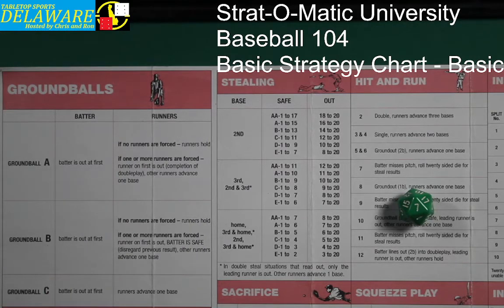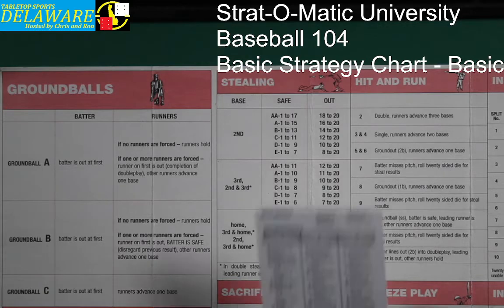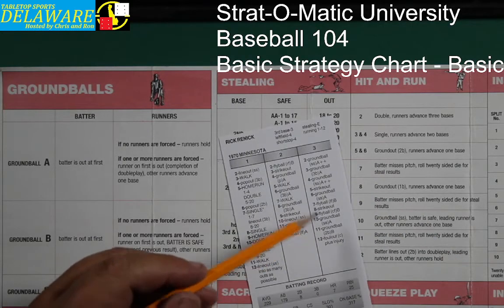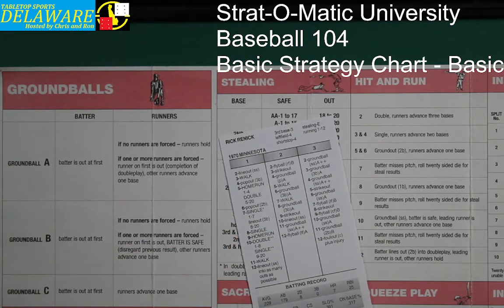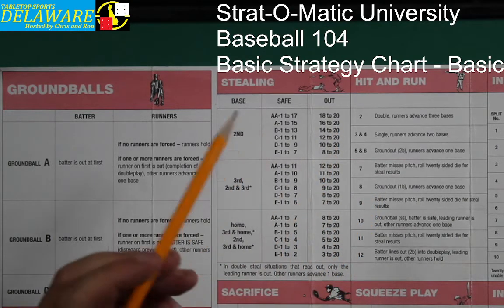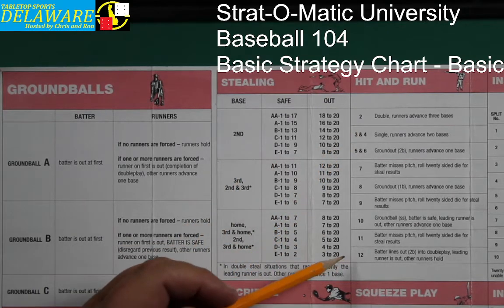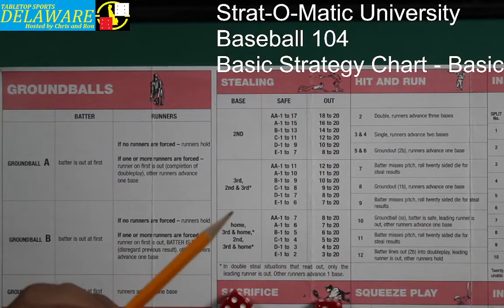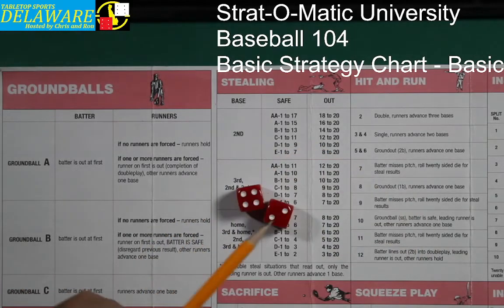Hit and run. You can choose to do a hit and run. Say you have someone who grounds into a lot of double plays. Their card is filled with ground ball A after ground ball A after ground ball A, and you want to not ground into a double play. You can instead choose to do the hit and run, and you can see 2 through 12 are the results. You're going to roll only the 2d6, and that is going to be the result.